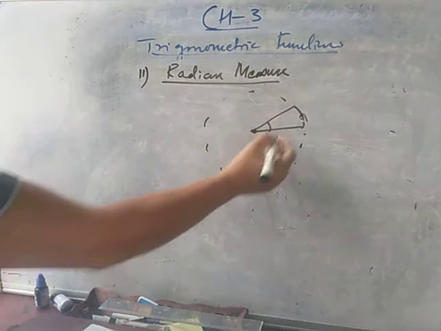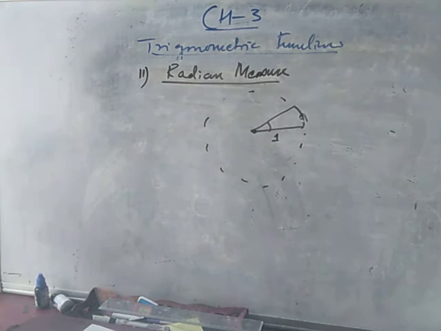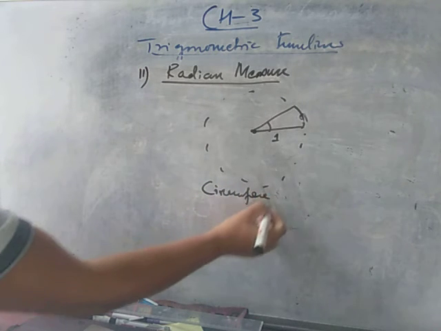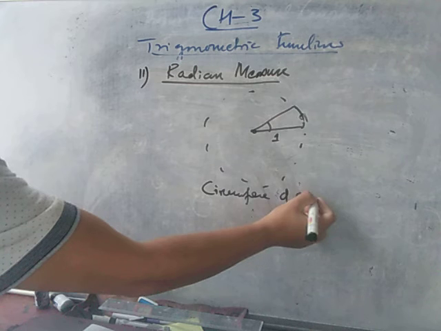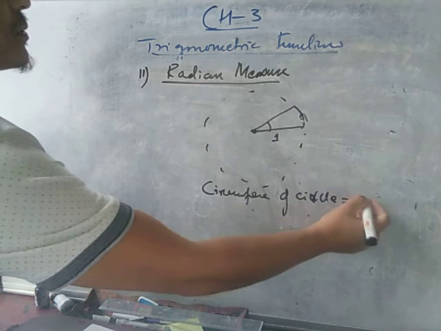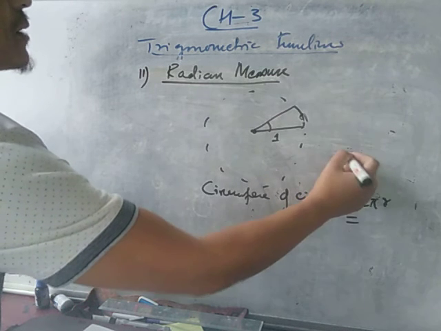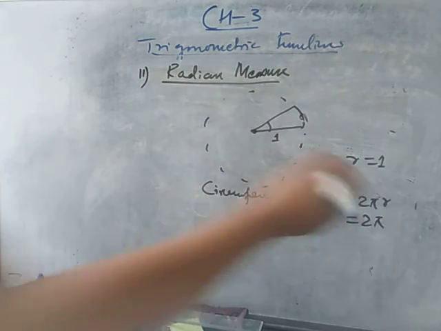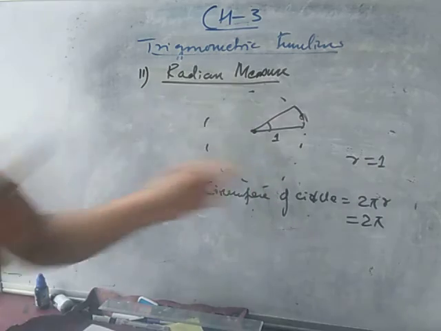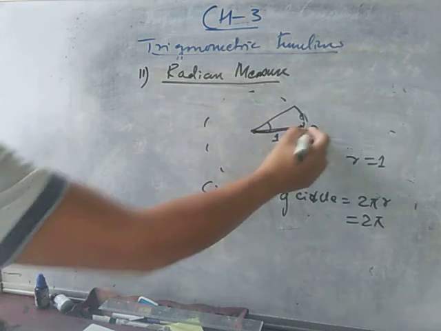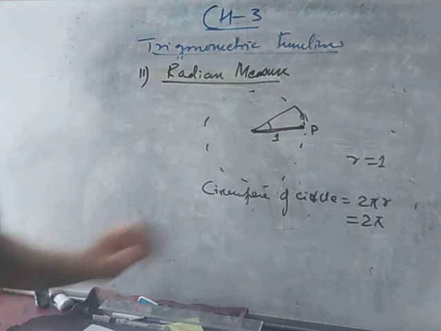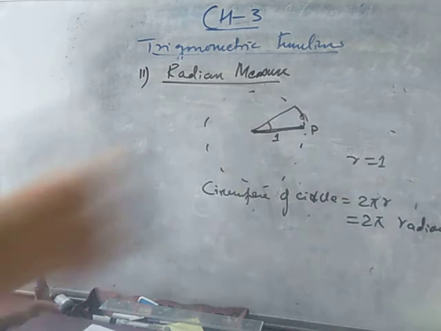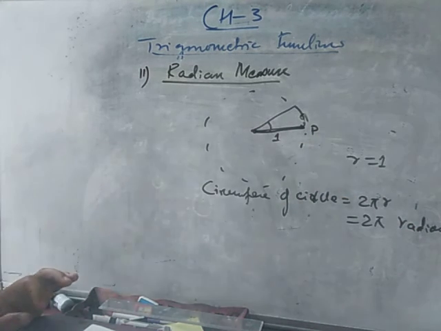So if I take a unit circle, that means radius equals 1, isn't it? So circumference of a circle equals how much? 2 pi r. If r equals 1, that is your unit circle, so you will get 2 pi. So if you go like this and come and stop at this initial point, then you will make 2 pi radian, okay? This is called 2 pi radian.